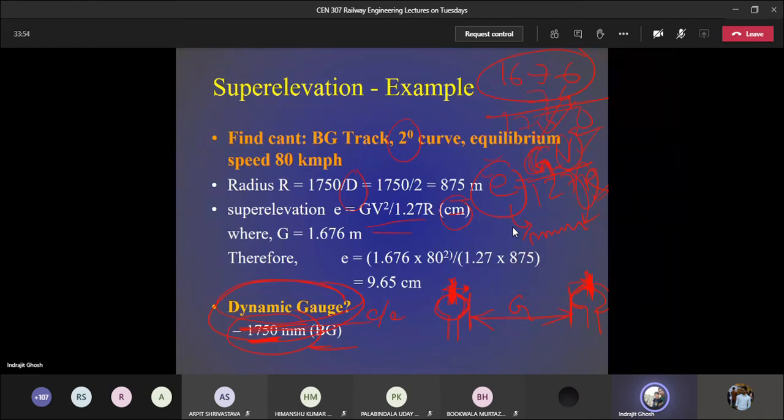If you go to the Indian Railway website, even there they have calculated the value of super elevation using dynamic gauge. So do not use the gauge value 1.676 or 1000 meter in case of super elevation design. If you follow Professor Satish Chandra's book, you will see that it has rightly used the dynamic gauge concept in order to solve the problems.